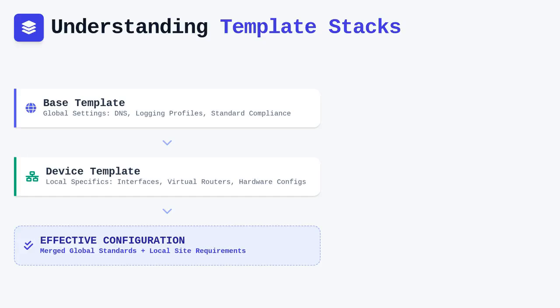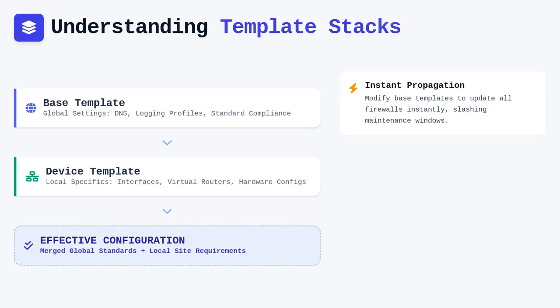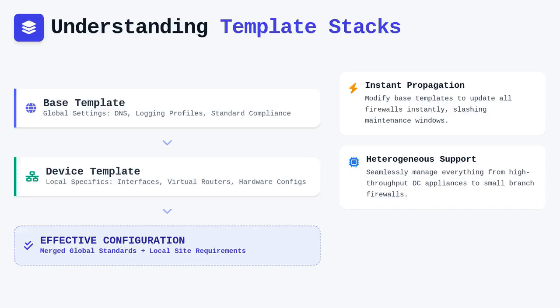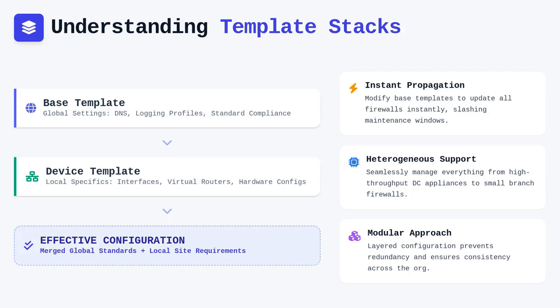If you modify a value in the base template, that change propagates instantly across every firewall attached to the stack, significantly reducing the maintenance window for infrastructure updates. This modular approach is essential when managing heterogeneous environments where some sites might be using high-throughput data center appliances while others run smaller branch firewalls.